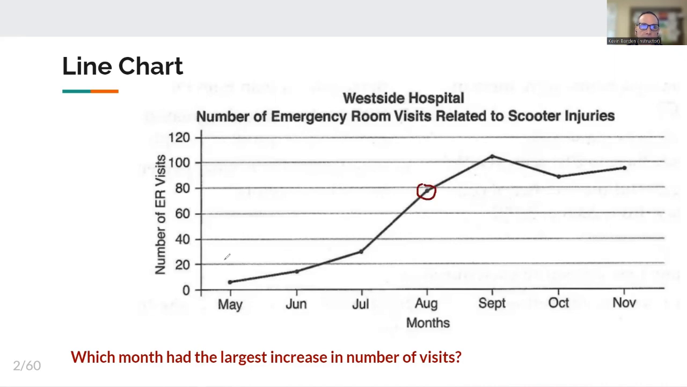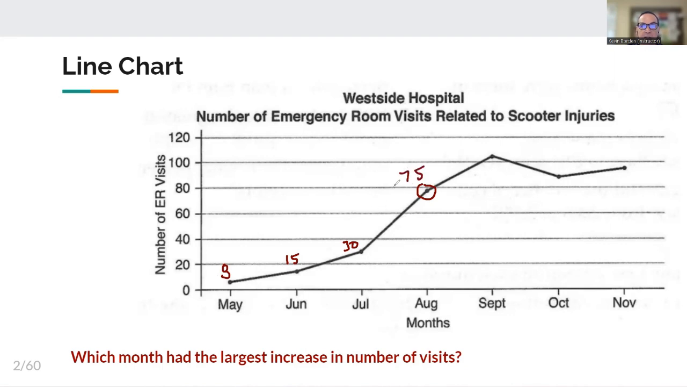If we were to, again, estimate all of these, we could say that May went up to June, which was about 15. So that went up by 7. To July went to 30. So that was an increase of 15. It looks like in August, it went up to maybe 75.